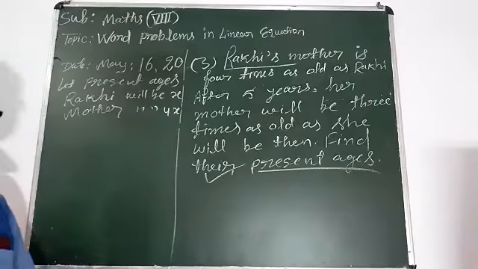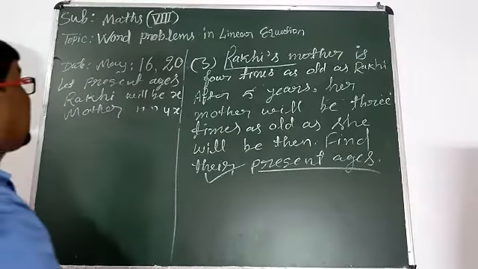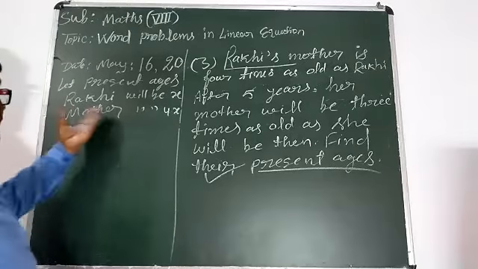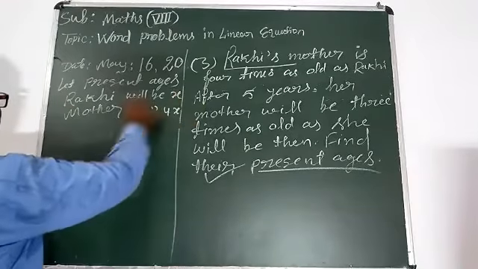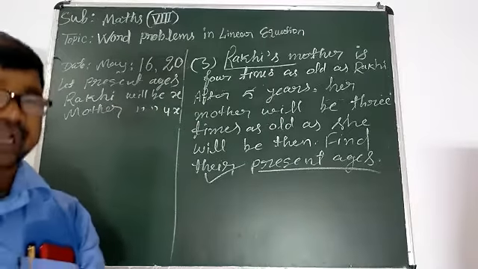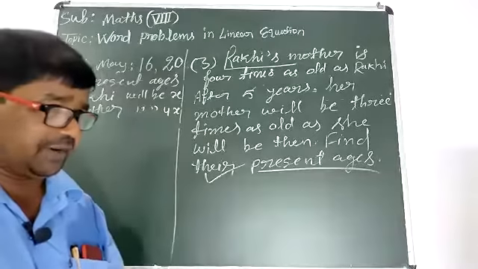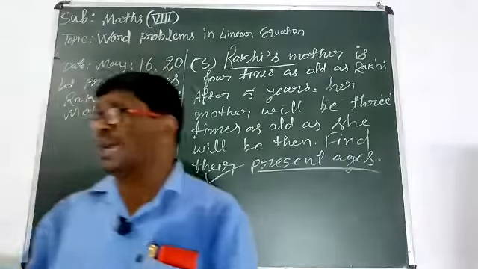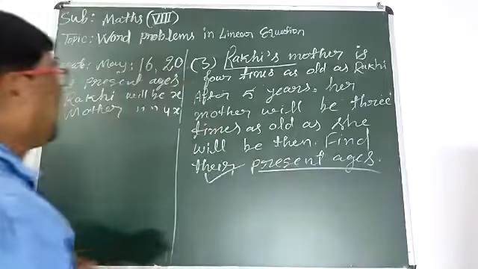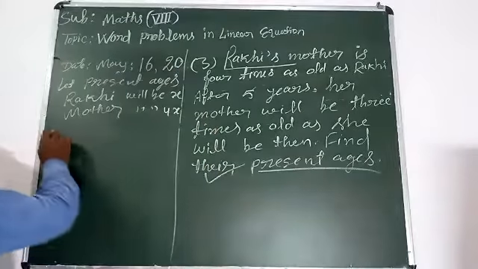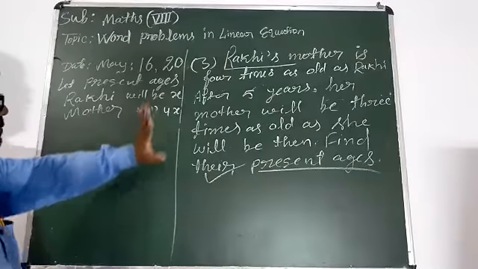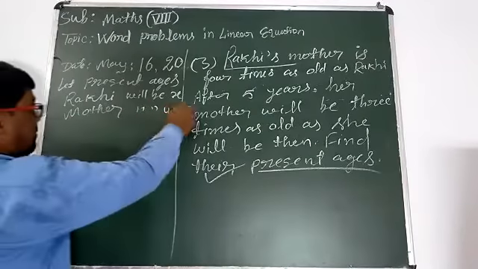We should start the sum from present time. Let Rakhi's age be x and mother's age 4x, because mother is 4 times as old as Rakhi. So this is the age of Rakhi and this is the age of Rakhi's mother.